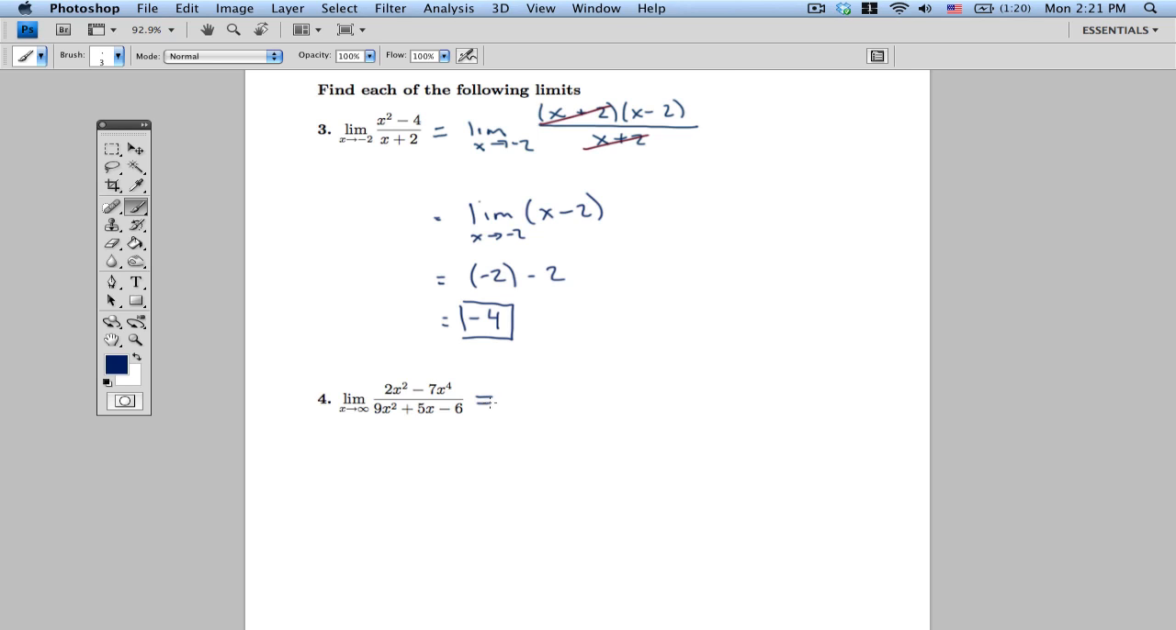All right, number 4 is a limit now as x goes to infinity. And it's the limit as x goes to infinity of a rational function. So what we do is we divide everything by x to whatever the highest power of x is in the rational function. In this case, it's x to the 4th. Let me just write this out first. So we're dividing both the top and the bottom by x to the 4th, or that's equivalent to multiplying by 1 over x to the 4th, right, of all this stuff.